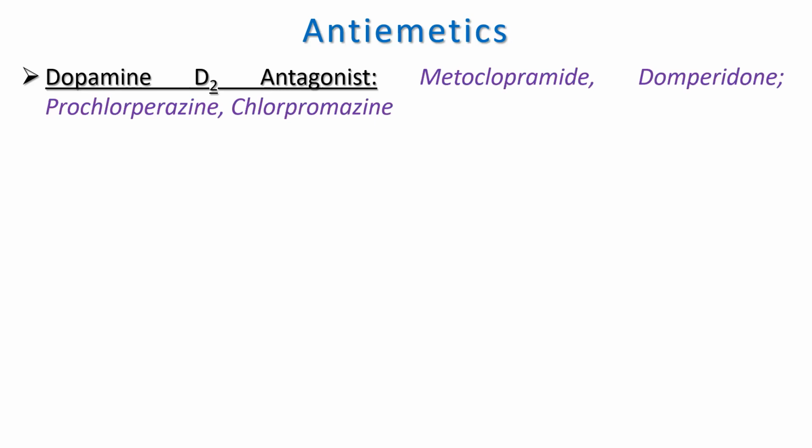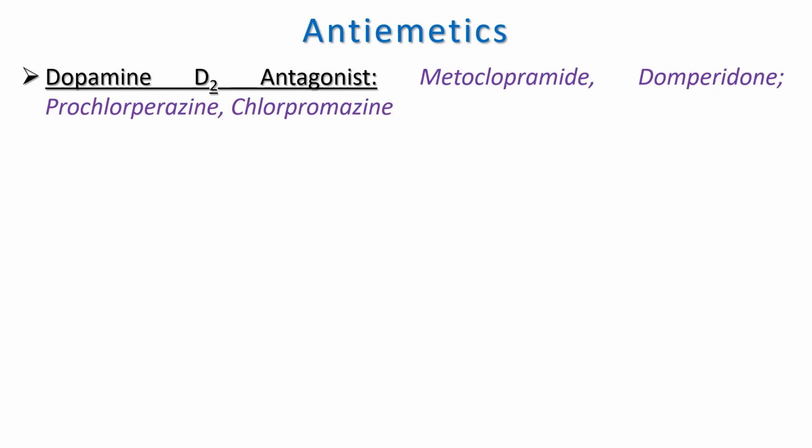So we have dopamine D2 antagonists. Again, all these drugs you have previously done either in neuro or in POD. So drugs are not new, it's just their new indication. So we have dopamine D2 antagonists, which include metoclopramide, domperidone, and then again we have some typical antipsychotics as well, which are used as antipsychotics, but they also are very strong antiemetic drugs, like prochlorperazine or chlorpromazine.